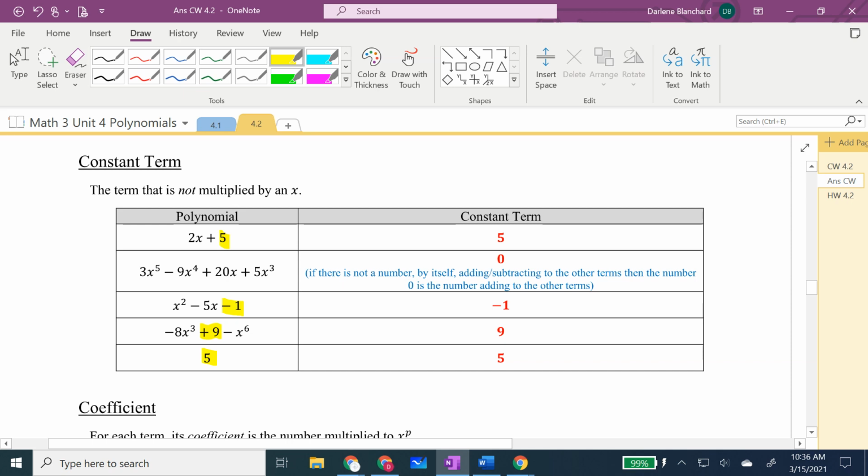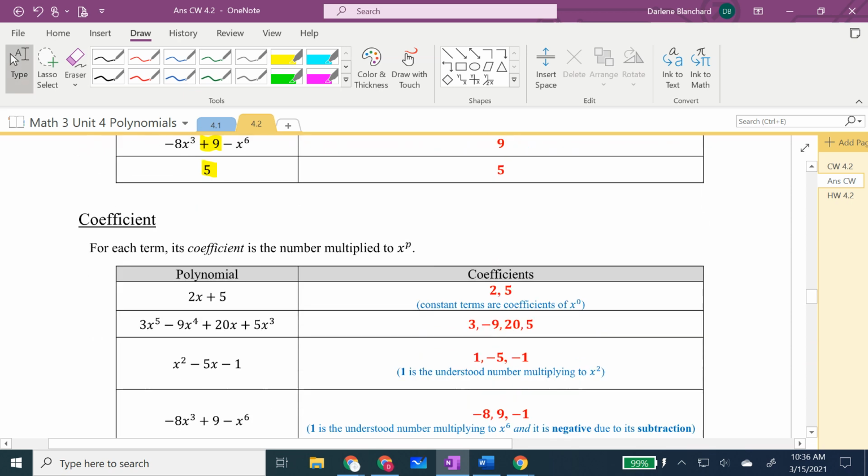But you need to know that if there isn't a term that is just a number without being multiplied by x, then if you're asked what the constant term is, it is 0 if you don't see any. So again, the constant term is the particular term that is just a number, no variable multiplied.